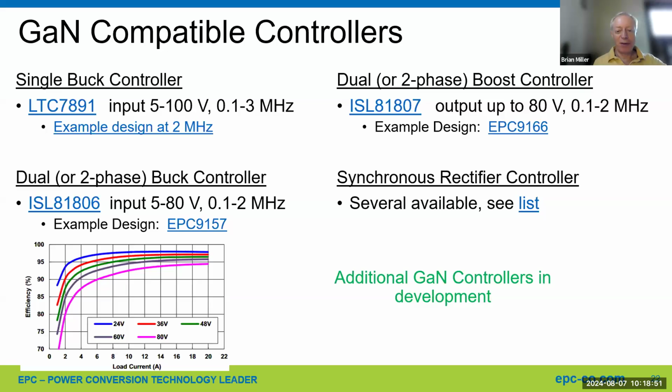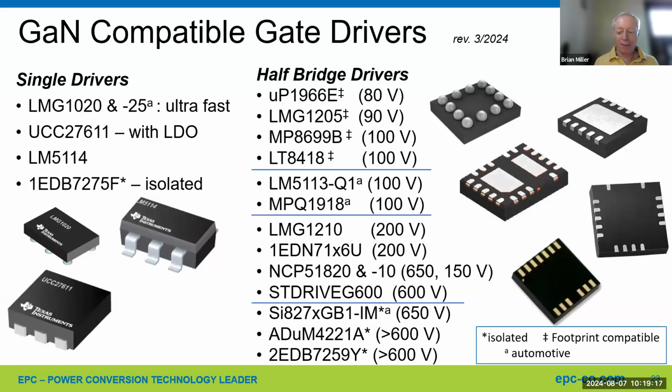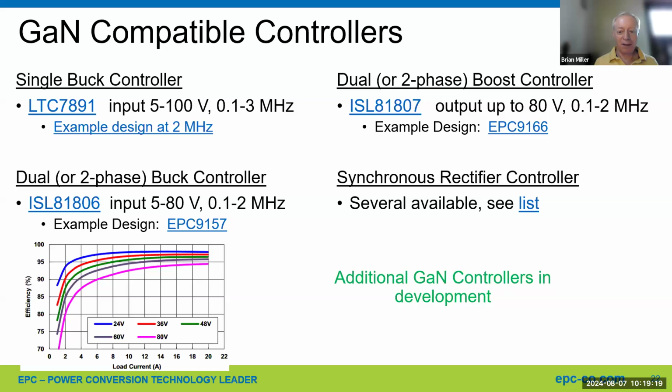If you have a function you don't see or you need, you could always ask your favorite controller supplier if they could please do one for GaN. That's the way some of these came about. Some design engineer, like some of you on the phone, would say, "Hey, how about, for example, a single buck controller that's optimized for GaN?" And things happened, and the controller came out. Oops, let me go up again.